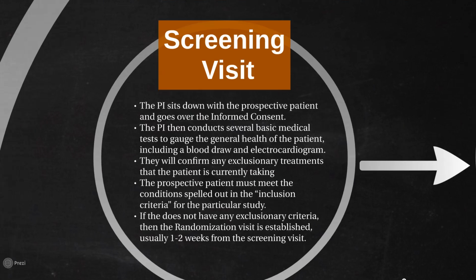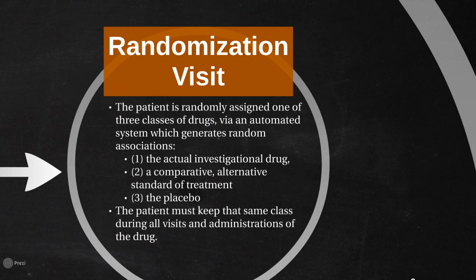So the basic study visits are: the screening visit. This is where the informed consent occurs, and where we find out if the study participant actually qualifies for the study. If they do, they'll have a second visit, which is a randomization visit. They'll be randomly assigned to one of 3 classes of drugs via an automated system, which generates random and double blind assignments. So the study participant won't know which of these 3 they've been assigned to, and neither will the researcher themselves.